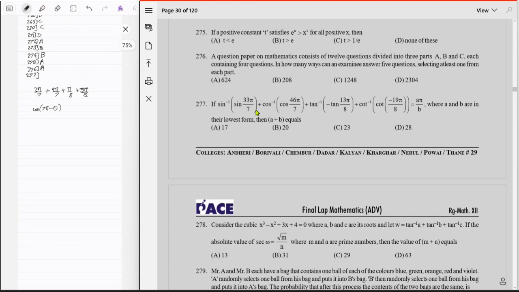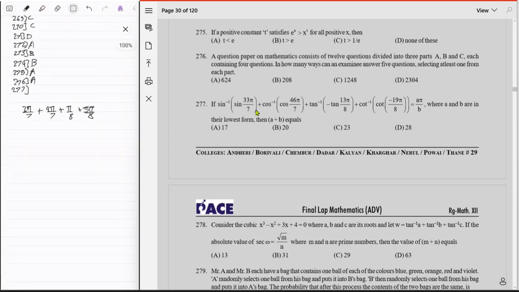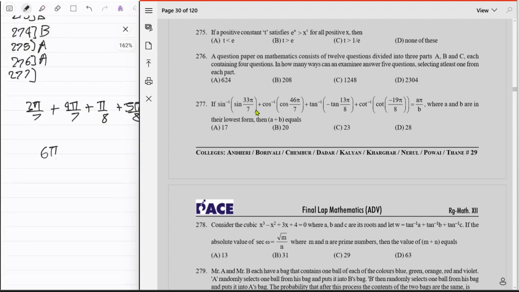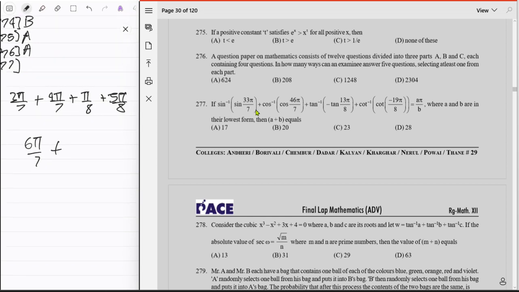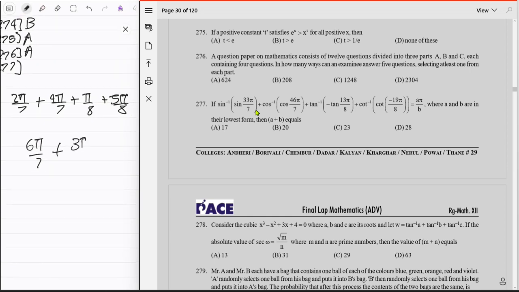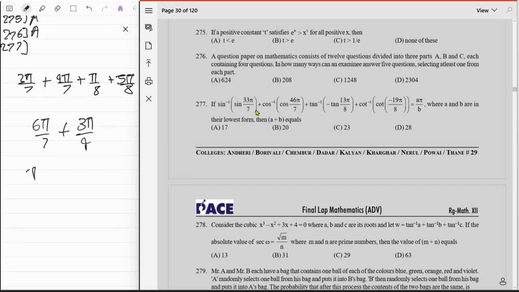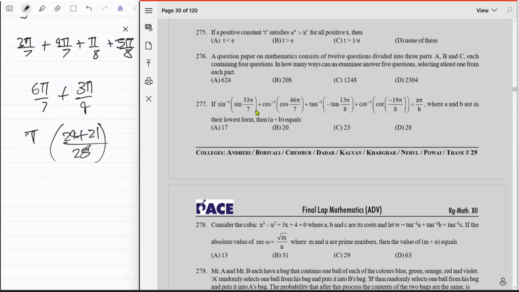So combined, what will this be? 6 pi upon 7 plus 6 pi upon 8, which is like 3 pi upon 4. So pi times 24 plus 21 upon 28, which is like 45 upon 28 pi. So I understood A and B.